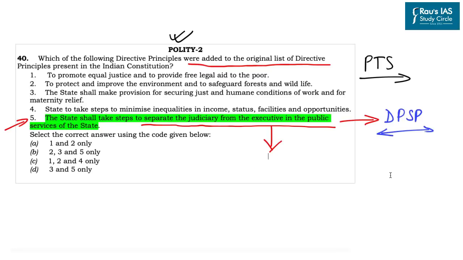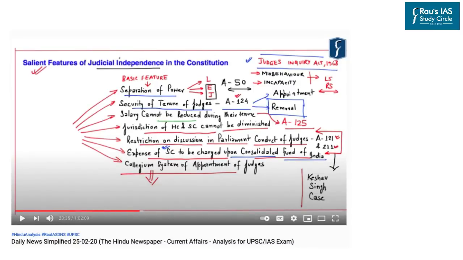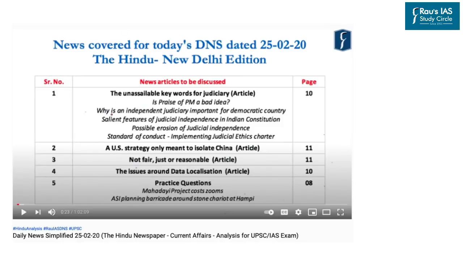So, this is how we prepare you about a particular topic, in this case, the DPSP. Now, if we talk about DNS, this aspect of salient features of judicial independence in the Constitution has been discussed threadbare in the DNS dated 25th February 2020. And as you can see, Article 50 has been extensively explained, especially regarding the separation of judiciary from executive. Now, if you go through the index of this particular DNS, this particular topic was discussed in detail.